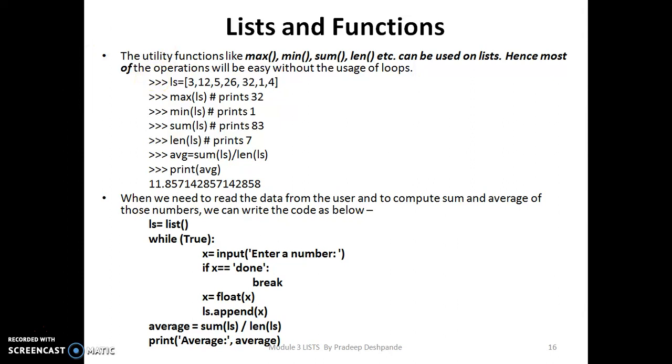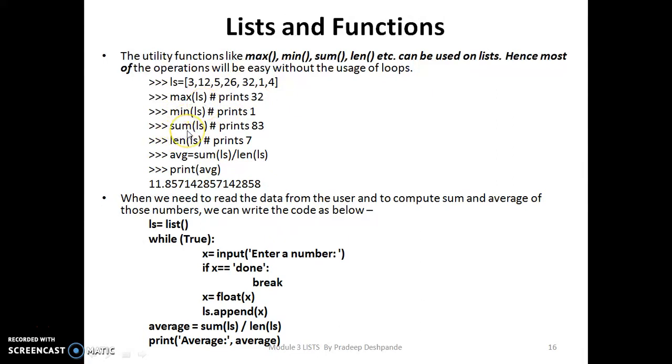Now we will see how the functions will work with the list. Some utility functions like max, min, sum, length are associated with the list. We can use them with the list, so we can operate most of the functions using this inside the loop. For example, we have a list here, ls equals 3, 12, 5, 26, 32, 1, 4. If you use the max function, that is max of ls, the maximum element from the list will be returned. Similarly, min of ls returns the minimum element.